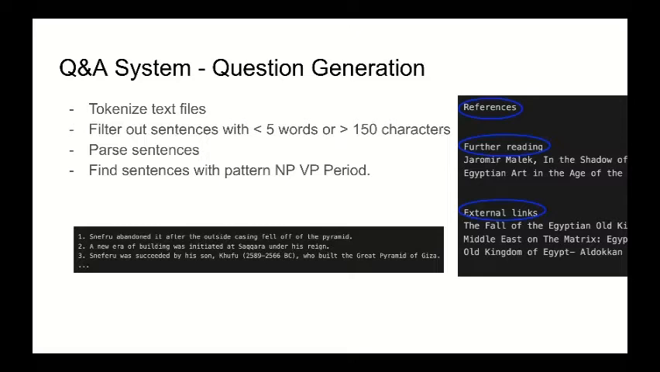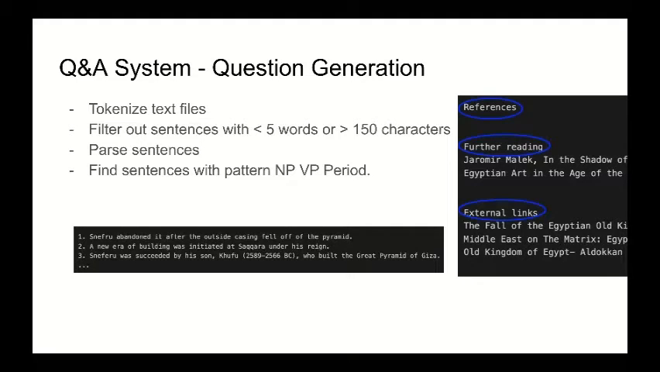First, to parse the text files, we tokenized the text into a list of sentences using NLTK. Next, we want to select a subset of these sentences such that meaningful and grammatical questions could be formed. We therefore filter out sentences with less than 5 words. Those sentences are typically short headers that do not form full sentences, such as references, further reading, and external links that appeared in some of the development files.